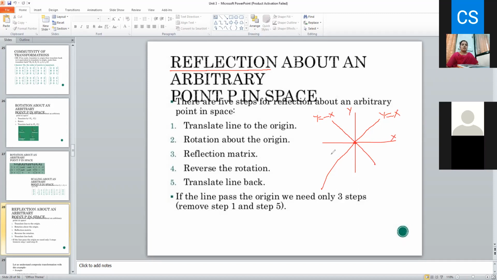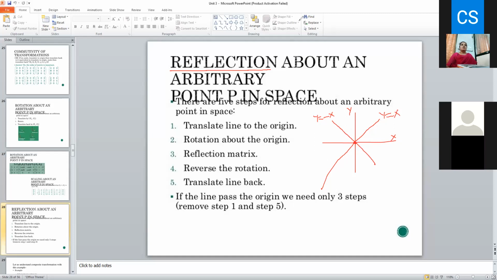So I say like this: if reflection about any axis is carried out, then that axis should pass through the origin. म्हणजे मी कोणत्याही ऍक्सिस बरोबर रिफ्लेक्शन काढू शकते, but that axis has to pass through the origin. That is the condition. Okay.